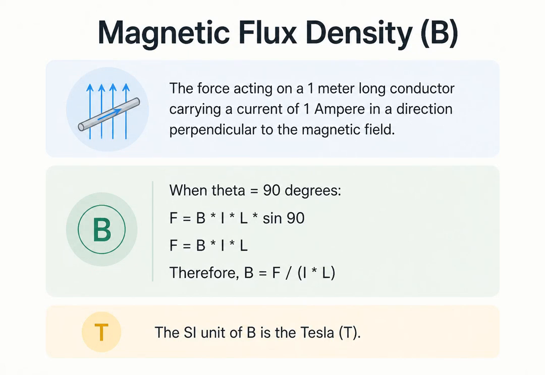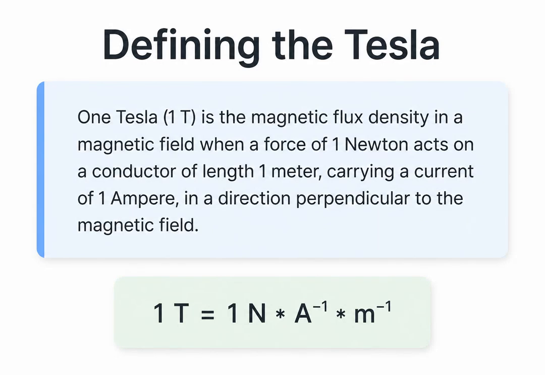Now, let's formally define this term magnetic flux density, represented by the symbol B. We define it based on the maximum force a conductor can experience. Specifically, it is the force acting on a wire of unit length, 1 meter, carrying a unit current of 1 ampere, when the wire is oriented perfectly perpendicular to the magnetic field. When the angle theta is 90 degrees, sine of 90 is 1, simplifying our equation to F equals BIL. Rearranging this, B is force divided by current times length, and its SI unit is the Tesla, abbreviated as capital T.